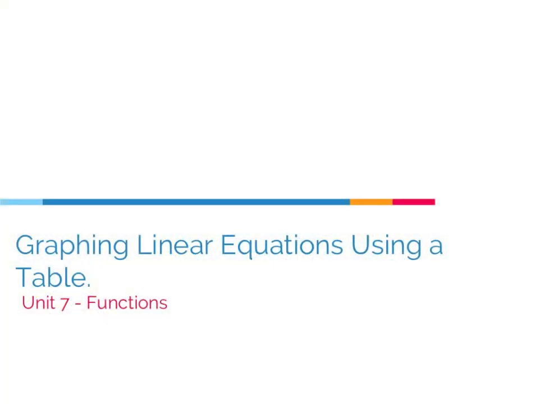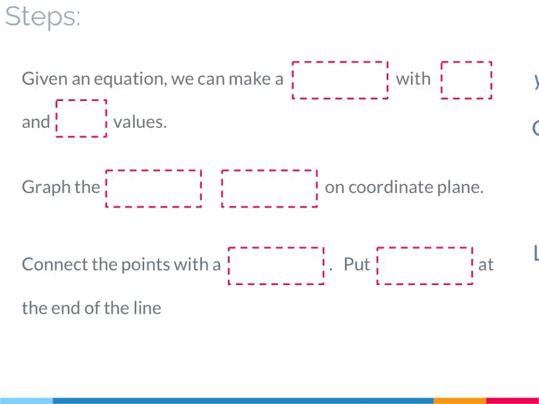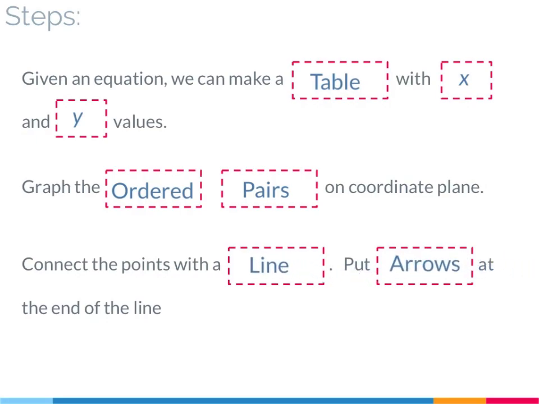Today we're going to be continuing our functions unit by talking about graphing linear equations using a table. Let's go ahead and take a look at that right now. So we have a few steps when it comes to graphing linear equations with a table. Remember that given an equation, we can make a table using x and y values. We're going to graph the ordered pairs on the coordinate plane. Then we're going to connect the points with a line and put arrows at the end of our lines. Now let's take a look at how that works in example A.